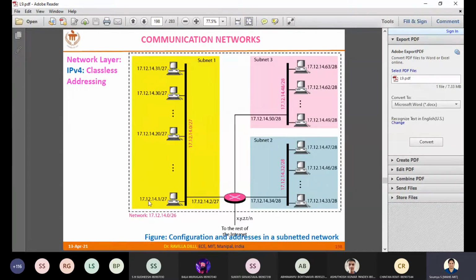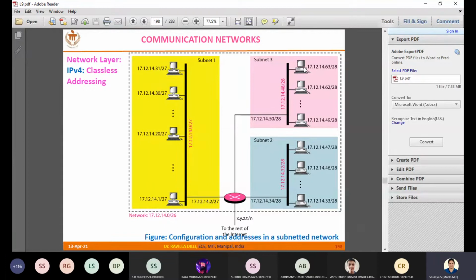So it is 17.12.14.1/27, and it goes up to 14.31/27. So if you are given /27, what would be the total number of addresses, and what will be the first address and the last address? That you should be able to identify.